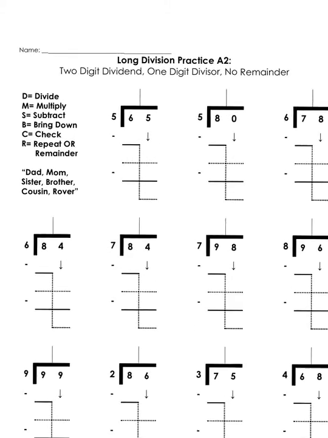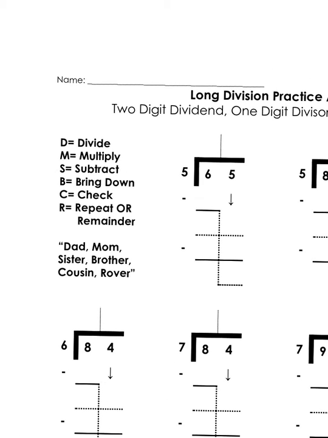Let's go ahead and take a look at the first problem, 65 divided by 5. My divisor is 5, so I want to know how many 5s I can get out of 65. So I'm going to start with division. When I look at that number in the tens place value, 6, I realize I can get one group of 5 out of 6 because 1 times 5 is 5.